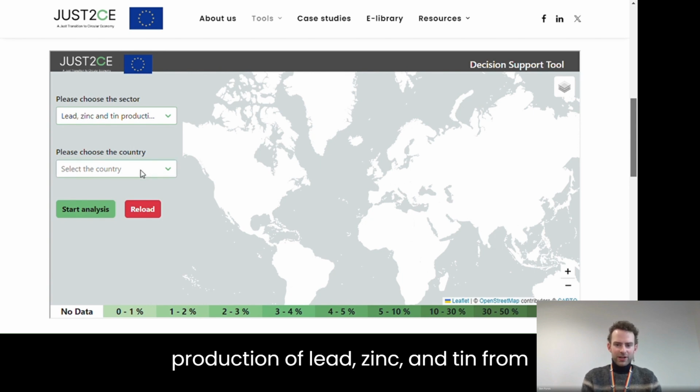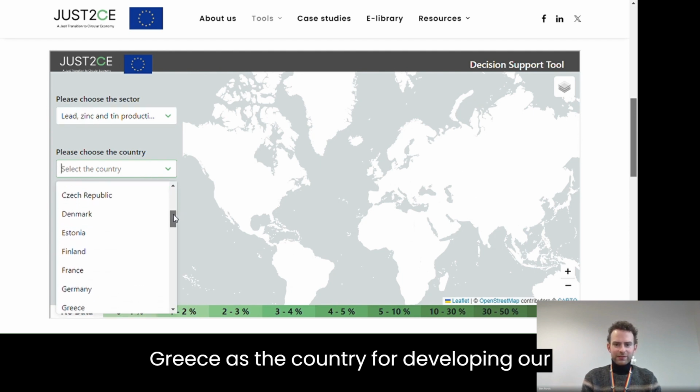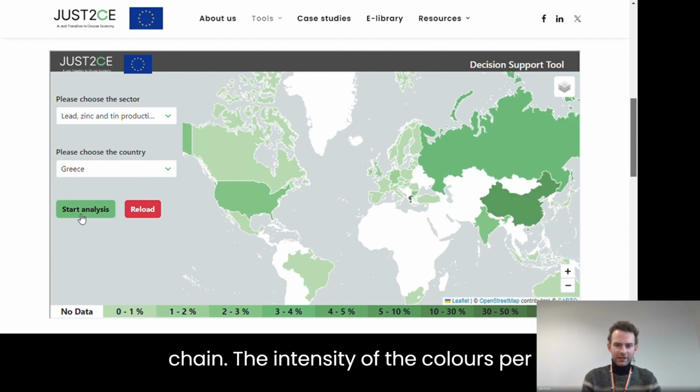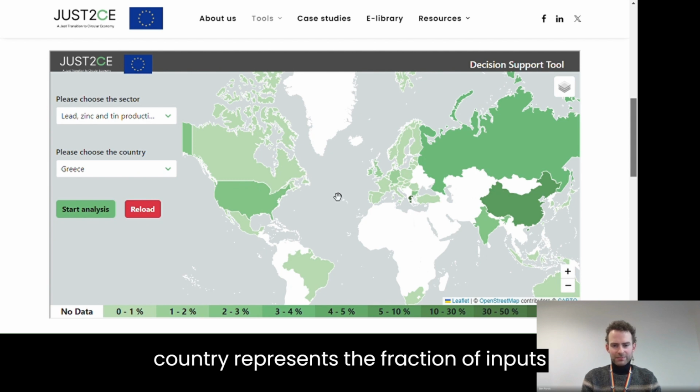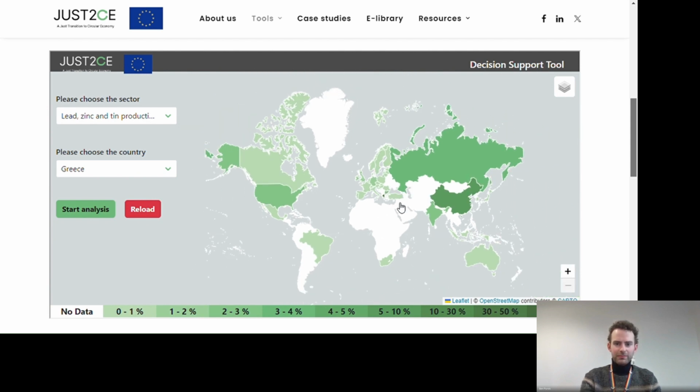After selecting the production of lead, zinc, and tin from the sectoral drop-down box, let's select Greece as the country for developing our analysis. The tool rapidly shows a visual representation of the supply chain. The intensity of the colors per country represents the fraction of inputs coming from different parts of the globe.